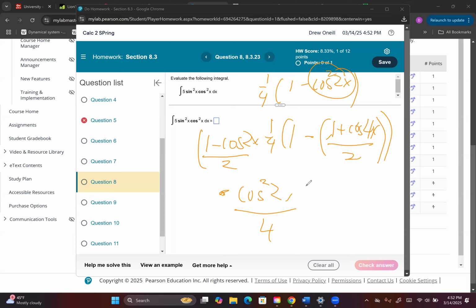And then we'd have 1/4 minus 1/8 plus cos 4x over 8. This is a negative, sorry. And these simplify. This is simple. That's just positive antiderivative of an eighth minus antiderivative cosine 4x over 8. And that's just a u sub.